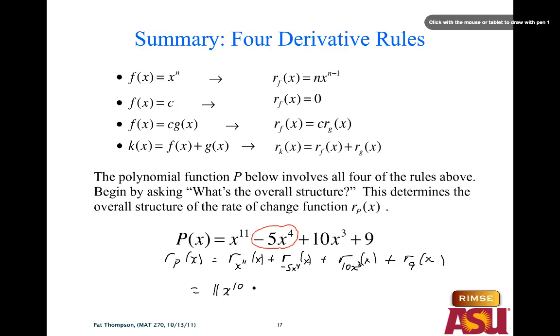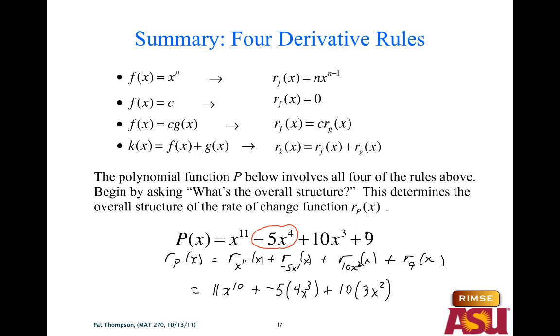So rule number 3 says negative 5 times the rate of change of x to the 4th. So negative 5 times the rate of change of x to the 4th, that's rule number 1, 4x cubed. All right, 10x cubed. What number rule is that? Same thing, number 3. It's going to be 10 times the rate of change of x cubed, which is 3x squared.